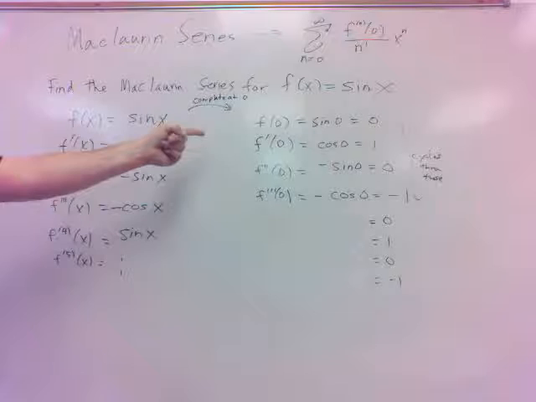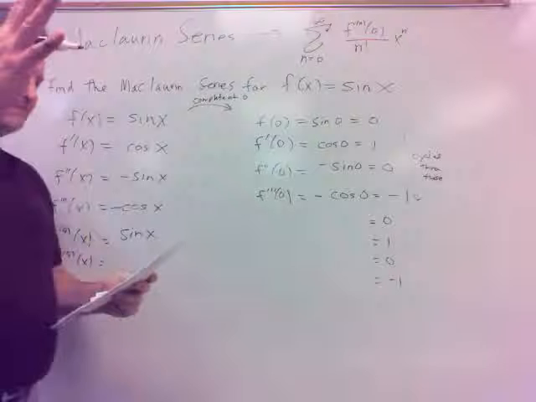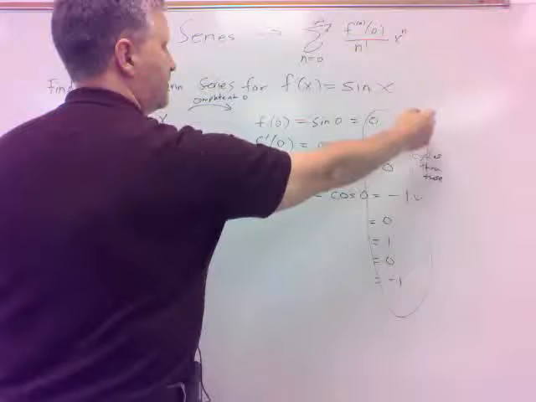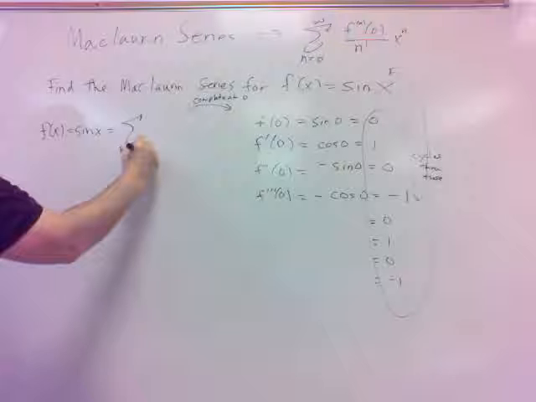So it's just going to keep rolling 0, 1, 0, negative 1, 0, 1. What are we going to do with that? Well, let's just forego a formula for that, and let's just plug these in to our formula right here in our series. So we're going to say f of x equals sine of x equals this series, n equals 0 to infinity, nth derivative at 0, n factorial, x to the n.